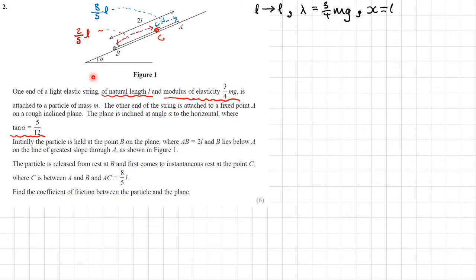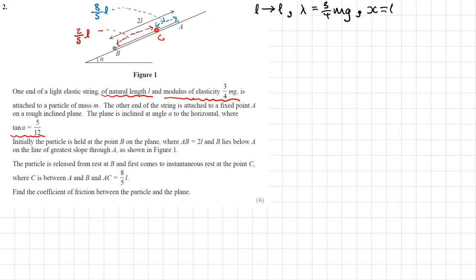Okay, now to answer this question I'm going to be using energy, so potential energy, kinetic energy and elastic potential energy. So I've marked on here the position of C. I know this may not necessarily be to scale, but it's definitely not to scale. So the distance between A and C is 8 over 5 L. The distance between B and C then will be 2 over 5 L because the distance between A and B is 2L. This is going to help me to work out maybe the extension of the string when I get to the second part.